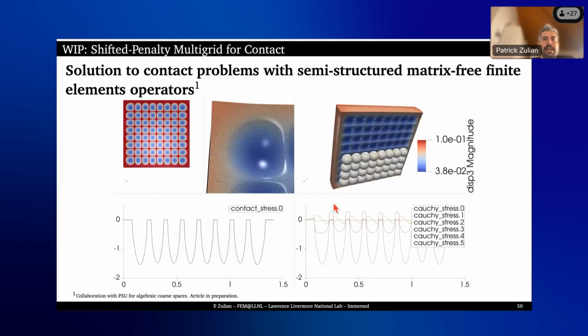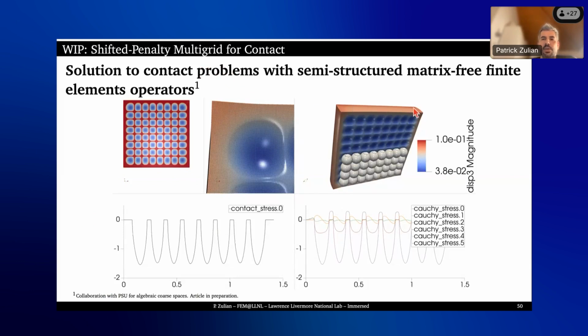And so with this technology, I started to try it and to work with some colleagues from PSU to create a multigrid for contact. And we worked on this multigrid by using this shifted penalty approach. There are no details in this presentation, but we will start writing the paper soon. And we can solve relatively high resolution problems with very small hardware.